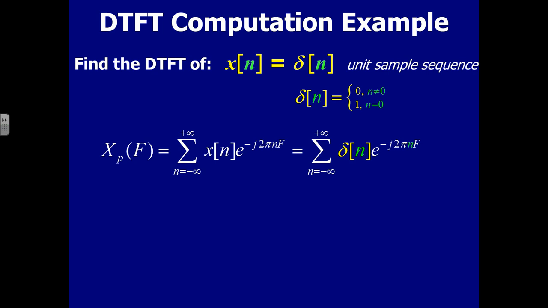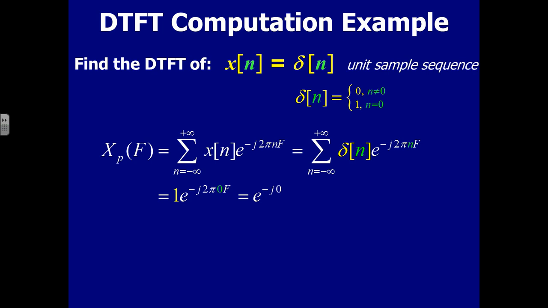So in the defining equation, we replace x of n with the actual function delta of n. And knowing the characteristics of delta n, we can simplify this summation. We know delta of n is 0 everywhere except n equals 0, so the summation degenerates to a single value at n equals 0. And at n equals 0, delta of n equals 1. So out of that whole summation, we get only a single exponential term, which is 1 times e to the minus j 2 pi times 0 times F.